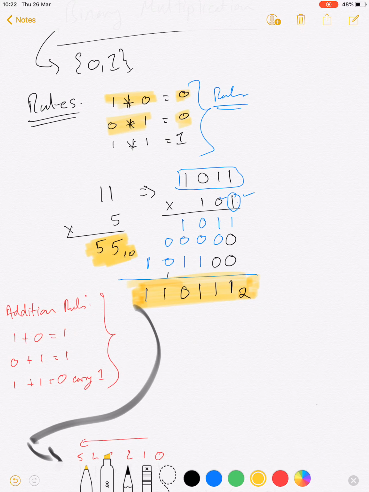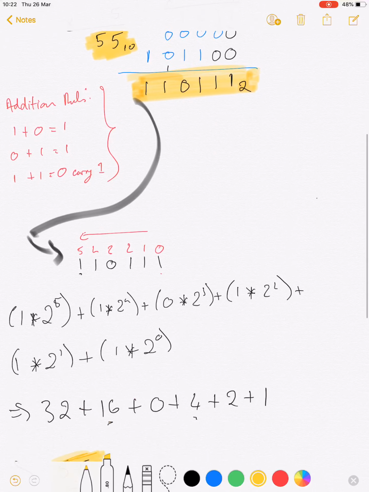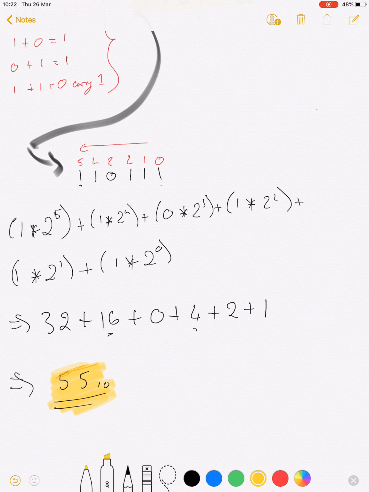Once we multiply it out in this example, we followed the binary addition rules, and we saw that we could multiply 1011 multiplied by 101. We get 110111 base 2. To then double check on this, all we wanted to do was to expand this out in a position value number system, and then we end up getting the number 55.